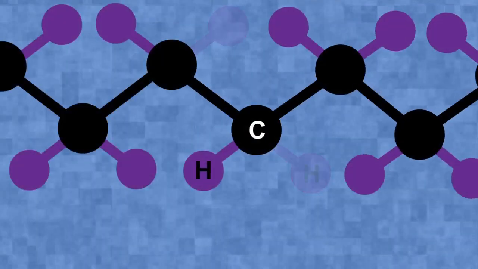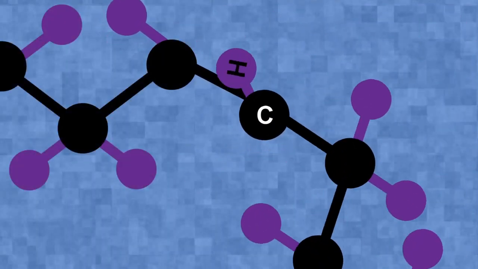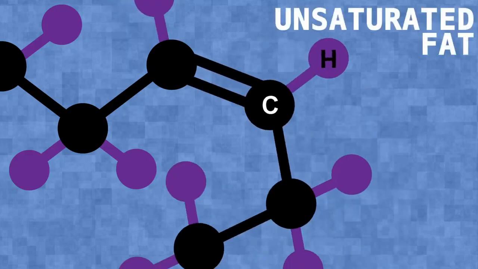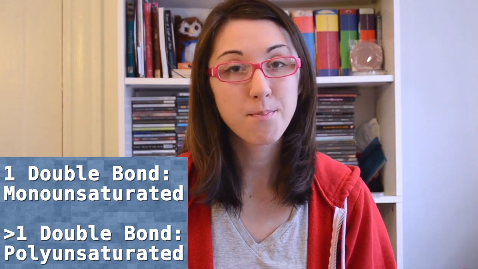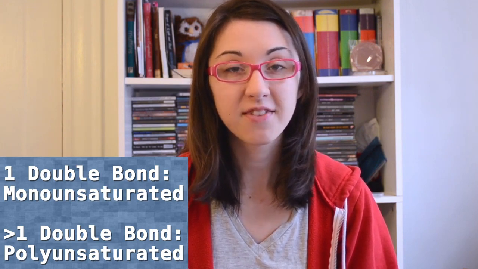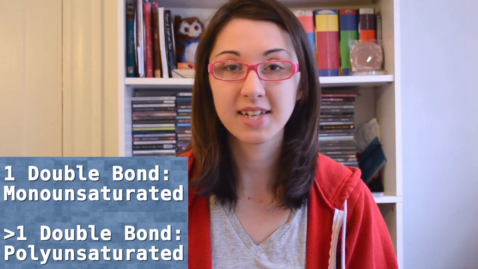Now it's possible that 2 of those carbon atoms could double bond to each other. The formation of this double bond would mean that some of the hydrogens would disappear. Thus, the fat would now be an unsaturated fat. If there's only 1 double bond, it's called a monounsaturated fat. And if there are more, it is called a polyunsaturated fat.